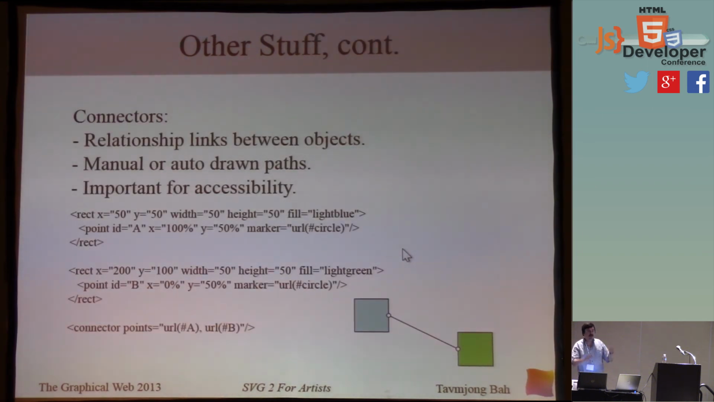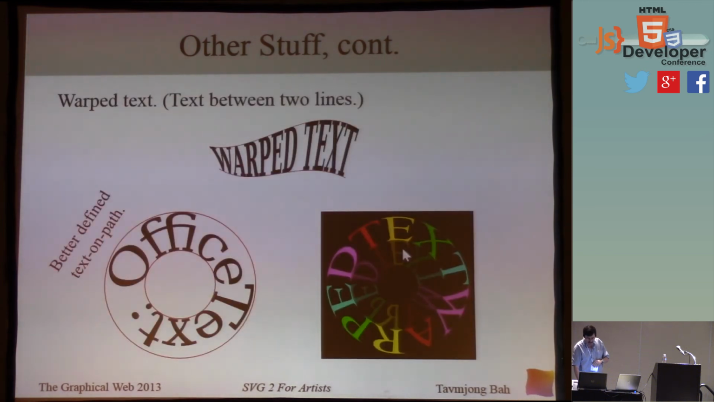Connectors, being able to connect objects together to show the relationship between the objects and have it done automatically. That's something that might be in a separate module. Warp text. We already have text along a path. It'd be nice to be able to have two paths and have the text in between those paths. Also, better define text on the path.